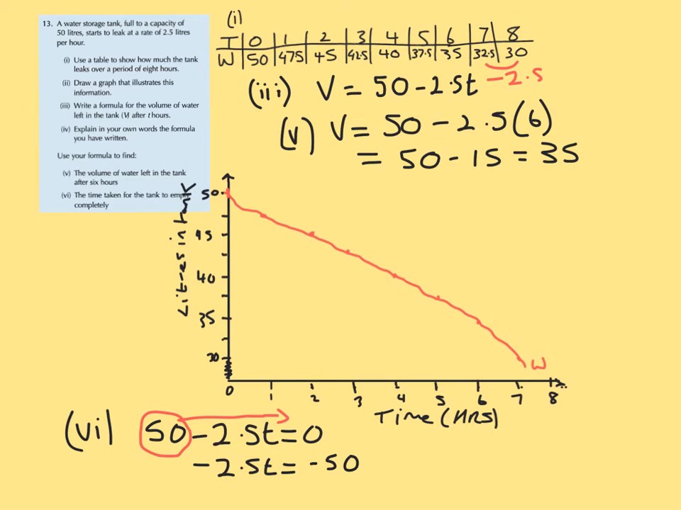And then if I want t by itself, I divide both sides by minus 2.5, because if I do it to one side, I must do it to the other. And what I get is that t is equal to, because 2.5 over 2.5, they cancel, minus 50. So 50 divided by minus 2.5. And what I get is T is equal to 20. And that is when the tank will be completely empty.